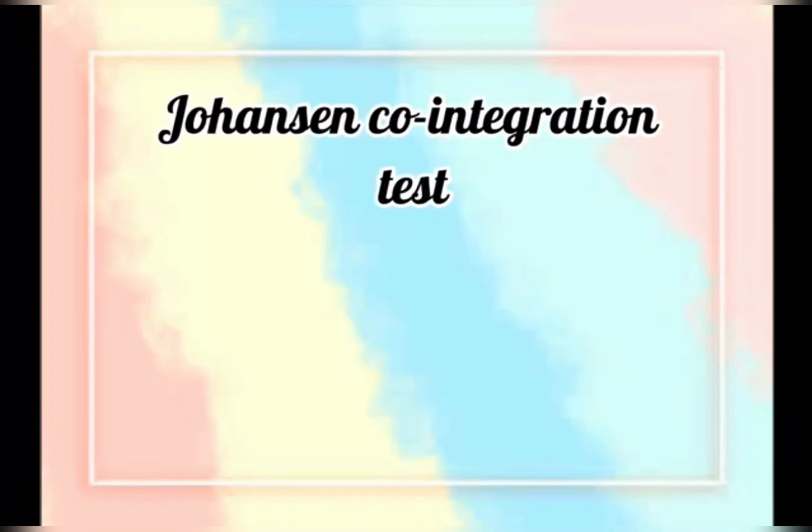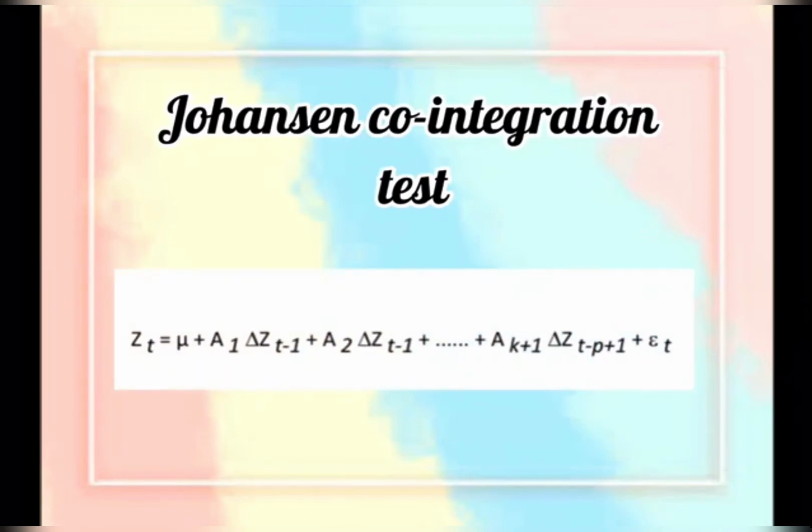The second stage is the Johansen co-integration test. This is to check the relationship between unemployment and inflation, which are called variables. This is to classify the level of sensitivity for these two variables. And this is the equation for this test.